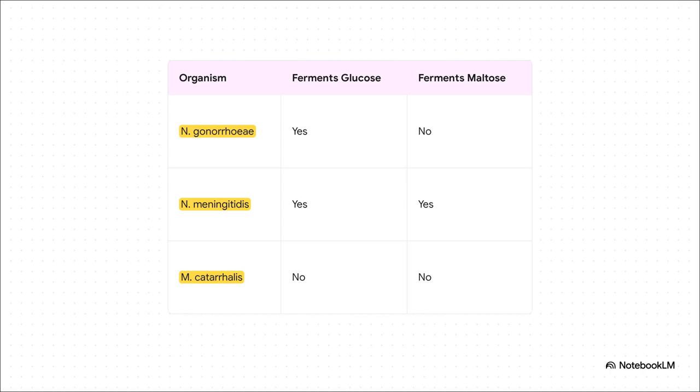Neisseria gonorrhea only has a sweet tooth for glucose. Its more dangerous cousin, Neisseria meningitidis, can handle both glucose and maltose. And then you've got Moraxella catarrhalis, which is the picky eater of the group. It doesn't ferment any of them. These unique little metabolic fingerprints are what give them away every time.